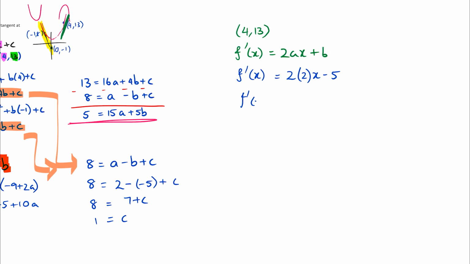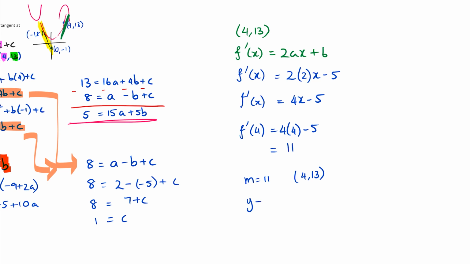And so f dash of x is actually 4x minus 5. So that's the gradient function. Now we've got to find what the gradient is at 4. So we're going to substitute 4 in there. So 4 times 4 minus 5 gives us 11. So we've got an m of 11 and the point is (4, 13).